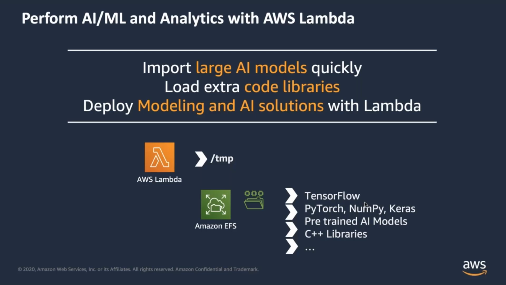Now that Elastic File System is available for AWS Lambda, there are many use cases that you can now do because you have unlimited storage space now available for your Lambda function. So that means you can import large models, you can load whatever code libraries you want, and you can deploy modeling and AI solutions now with Lambda.